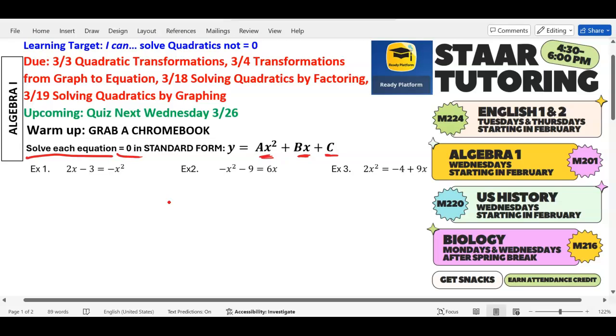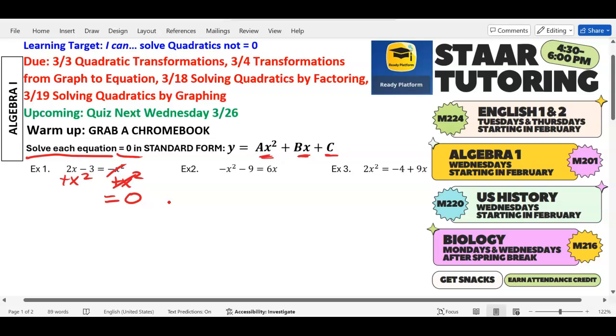Here we go. Example 1. Do you see that it is equal to negative x squared? I need this to be a 0, so how do I get rid of a negative x squared? What's the opposite of negative? Positive, so plus x squared here, and then I do it on the other side, plus x squared here. Okay, on the right side, the minus and the plus x squared cancel out, and now it equals 0. That's what I wanted. That's good.